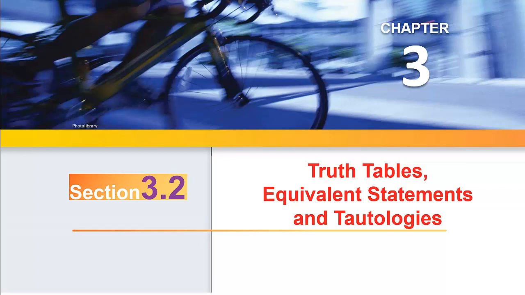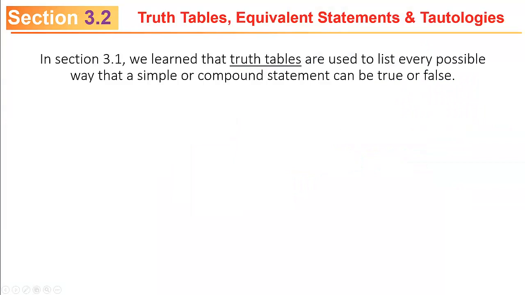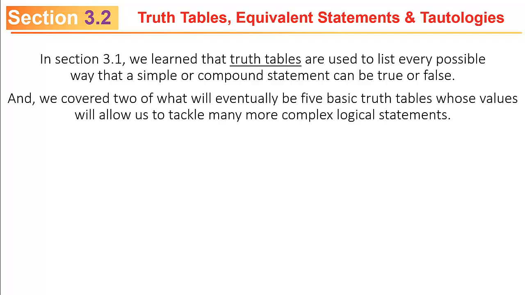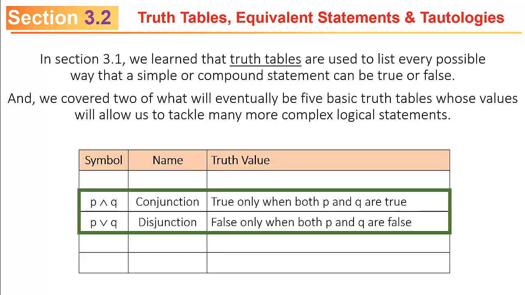Today we'll cover section 3.2 in our continuing study of logic. 3.2 is called Truth Tables, Equivalent Statements, and Tautologies. In the previous section, we learned that truth tables are used to list every possible way that a simple or compound statement can be true or false. And we covered two of what will eventually be 5 basic truth tables whose values will allow us to tackle many more complex logical statements than we've done so far.